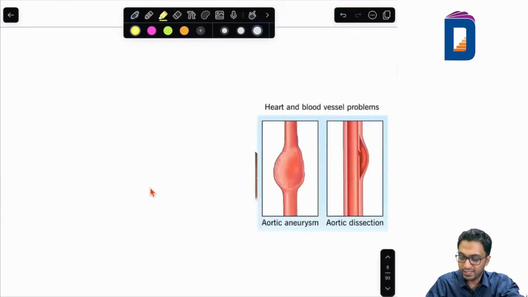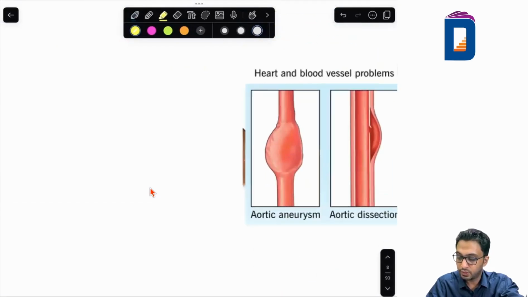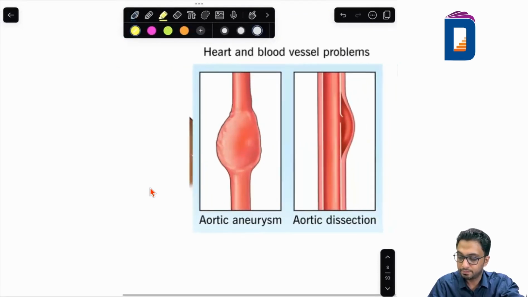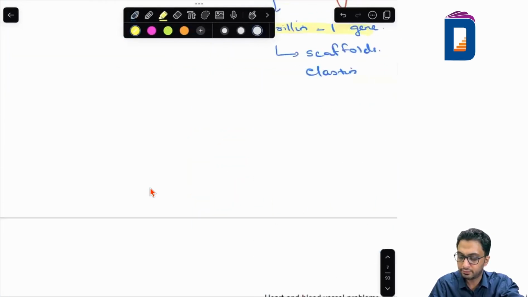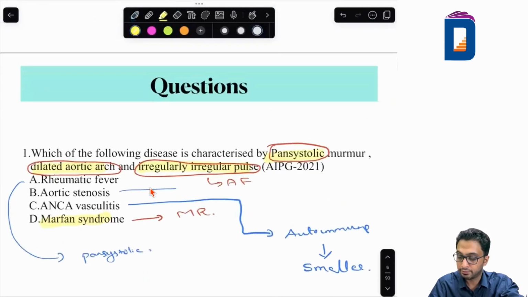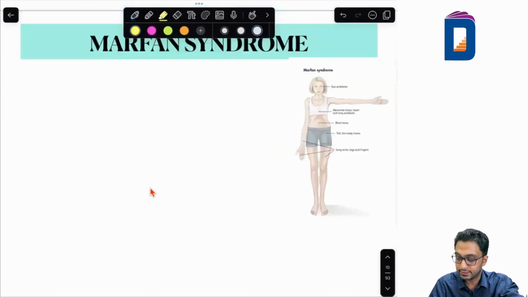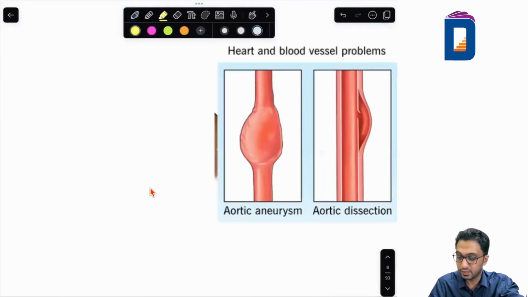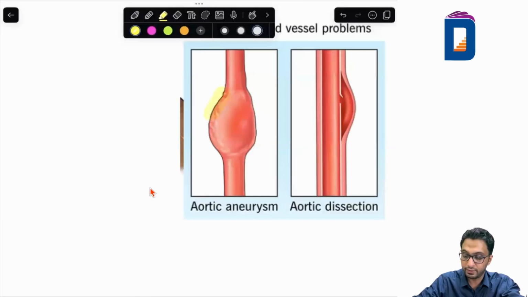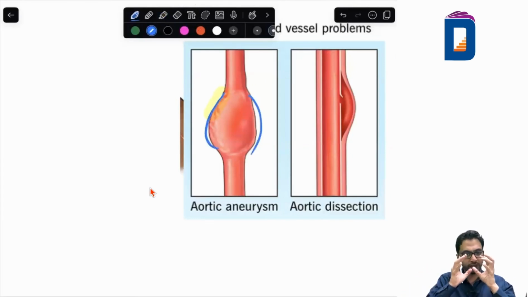I'll first discuss the points of Marfan syndrome. There's a picture also; I'll show you that. Basically, this is your aortic dilation, the dilation of the aorta. A little more dilation is called an aneurysm. Aneurysm is nothing but dilation of your aorta.